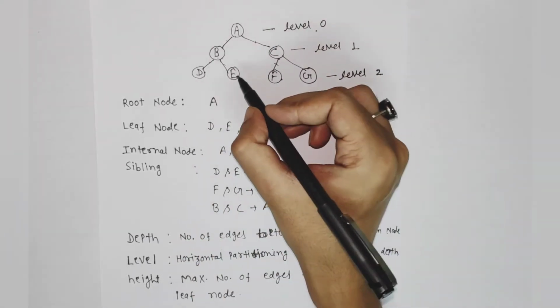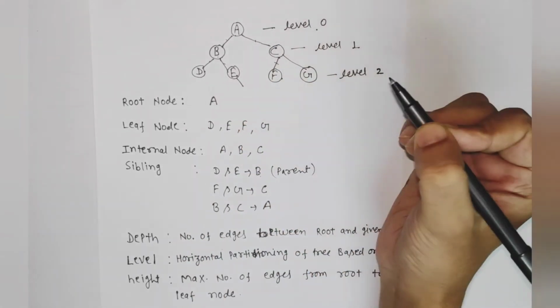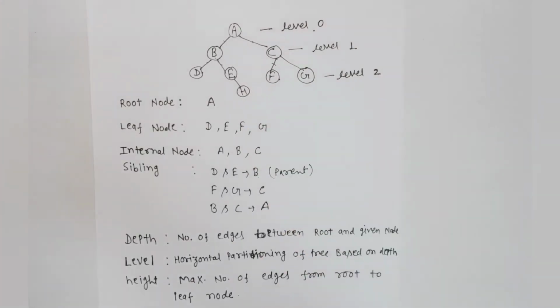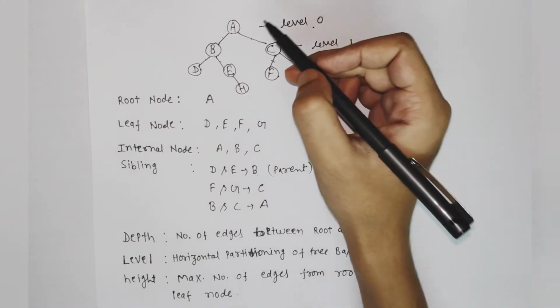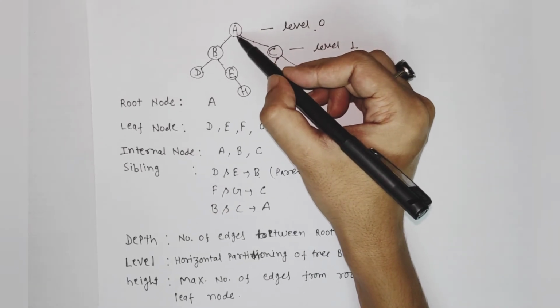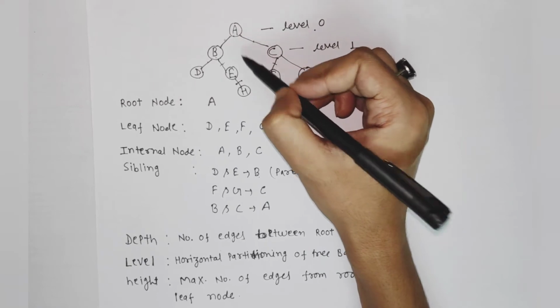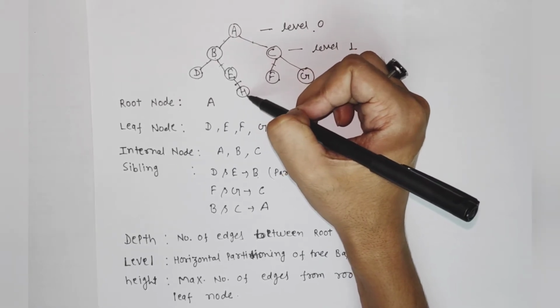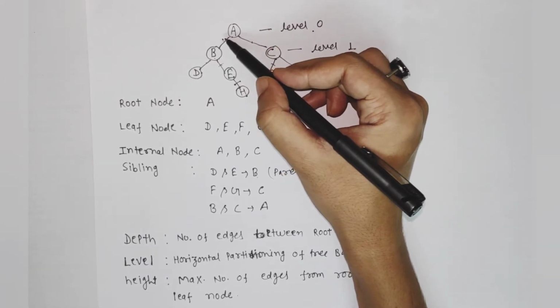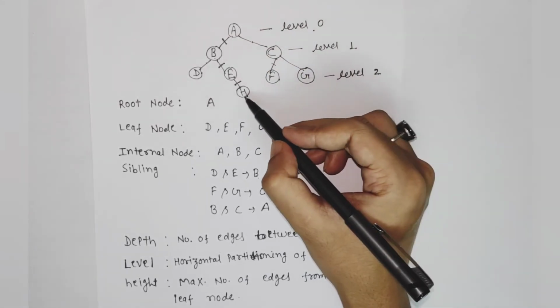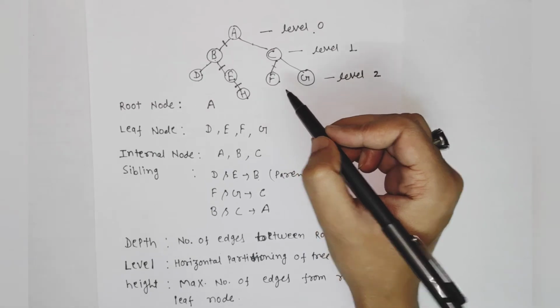But suppose I write one more node as H, then now if I calculate the height, the maximum number of edges will be 1, 2 and 3 because now H is also our leaf node. So maximum number of edges are 1, 2 and 3. So height will be 3 in this case.